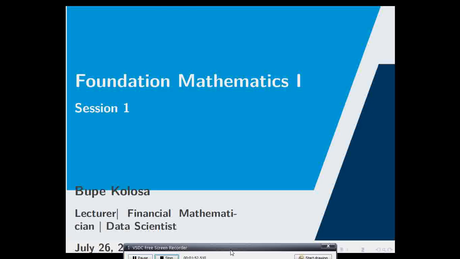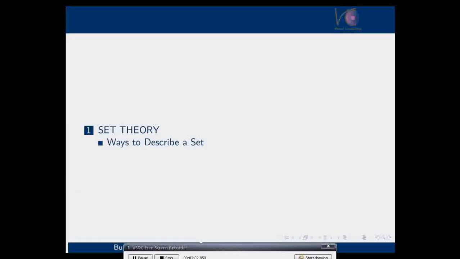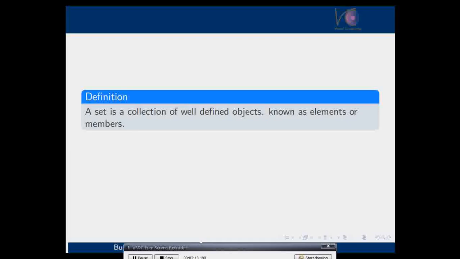So we begin this by looking at the first unit of foundation mathematics, which is the set theory. So under set theory, we are going to look at the ways to describe a set. We're also going to look at the definitions and the notations of a set. So let's begin with the definition. How do we define what a set is? So in a layman's language, we say a set is basically going to be a composition of things.